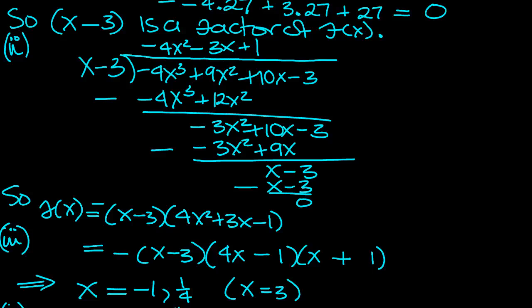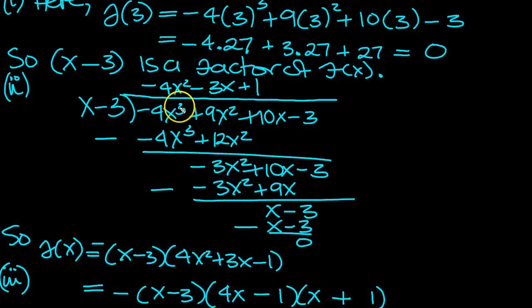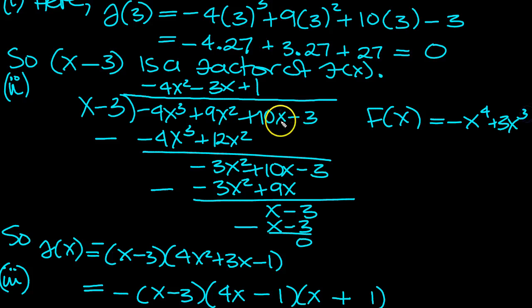So let's just do that somewhere. I've got a bit of room up here, so I'm going to write what F of x is here. It's equal to, integrate this, minus 4x to the 4 over 4, so it's minus x to the 4, because the 4's would cancel, plus 9x cubed over 3, so that would be 3x cubed. Plus 10x squared over 2 is 5x squared. And then minus 3x. So that's what we've got then.